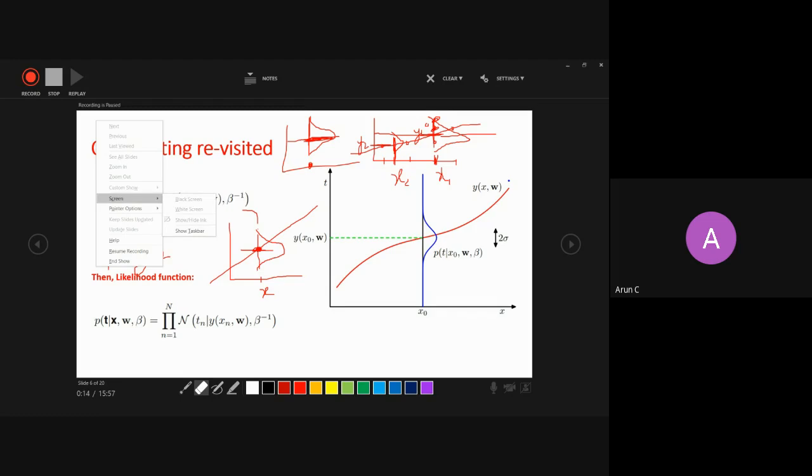Any problem? No, sir. You can read this equation now, you know?